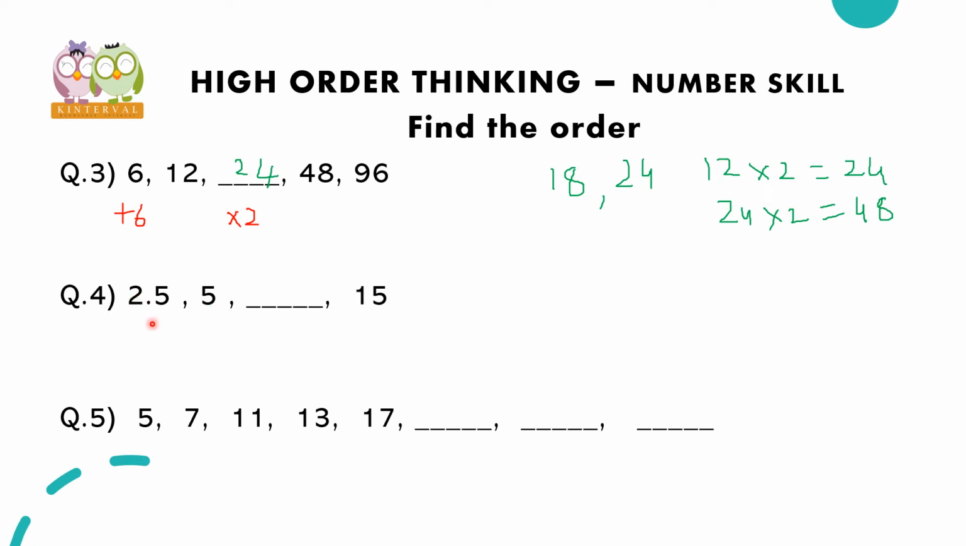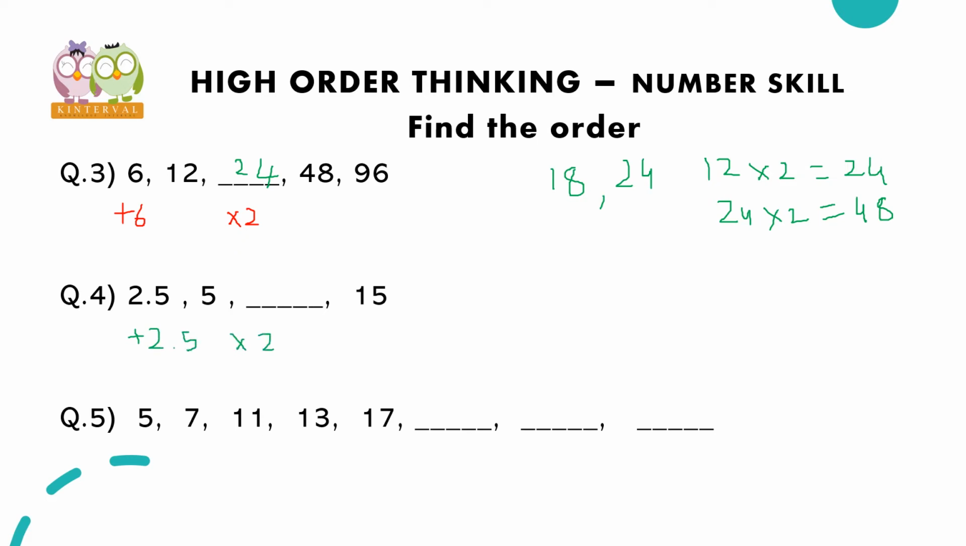It can be plus 2.5, or the first one is plus 2.5 and the next step is multiplied by 2. That pattern might be going on. Why? Because 2.5 to 5, both are adding plus 2.5 or multiplied by 2, both are matching.